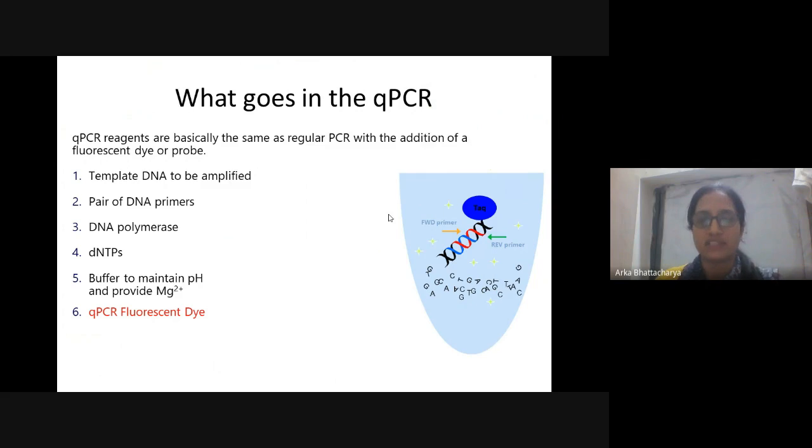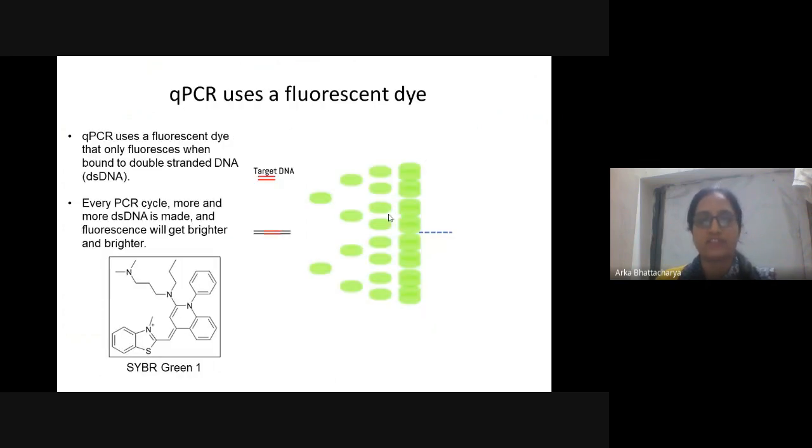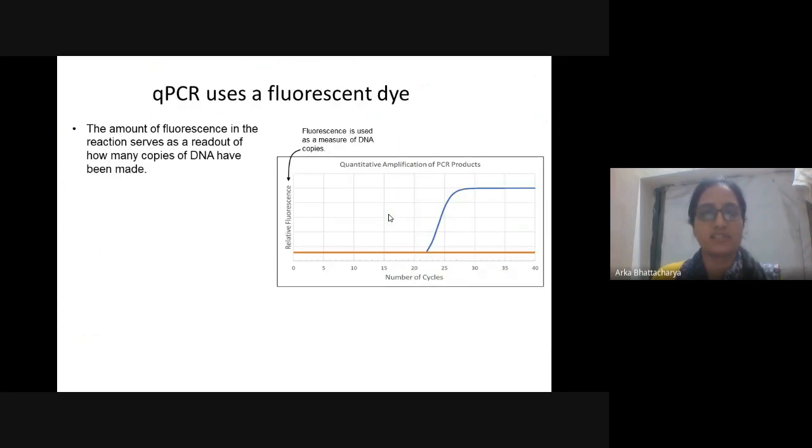qPCR fluorescent dye will be there. As I have previously told, qPCR uses a fluorescent dye that only fluoresces when bound to double-stranded DNA. So every PCR cycle, more and more double-stranded DNA is made, and fluorescence will get brighter and brighter. Usually what we employ in this qPCR is SYBR Green I. I've given the structure as well as the name in this slide. As you can see, when there is this fluorescent probe, it will enhance the fluorescence.